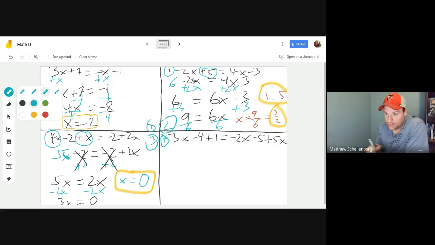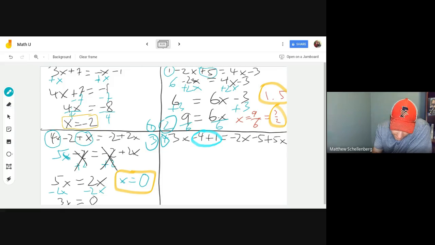This is the hardest one. Only a handful of you guys got this one right. So here again, we have some like terms. I meant to do the thinner one, but that's okay. And so this just gives me 3x minus 3.